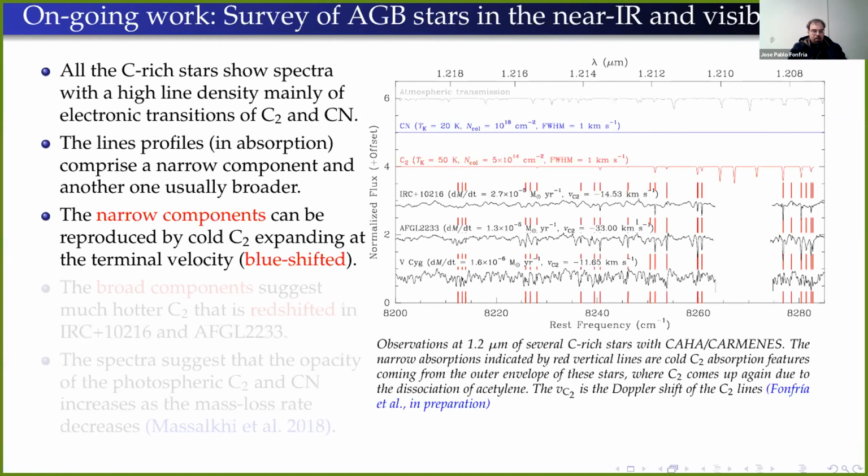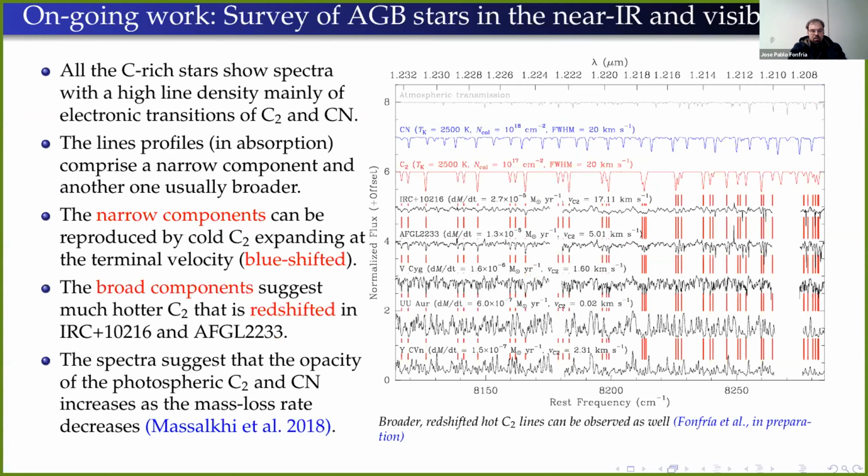Most of the lines that we have found are of C2 and CN, something that's already known. But the lines of these molecules display two different components in stars with medium to high mass loss rates, one narrow and another one much broader. In low mass loss rate stars, the narrow component is absent completely. The narrow component, when present, peaks at the terminal velocity. However, the broad component is shifted in IRC+10216 and AFGL 2233 at positive velocities. The shifts of the rest of the stars are negligible, and these components can be assumed to peak at the systemic velocity.